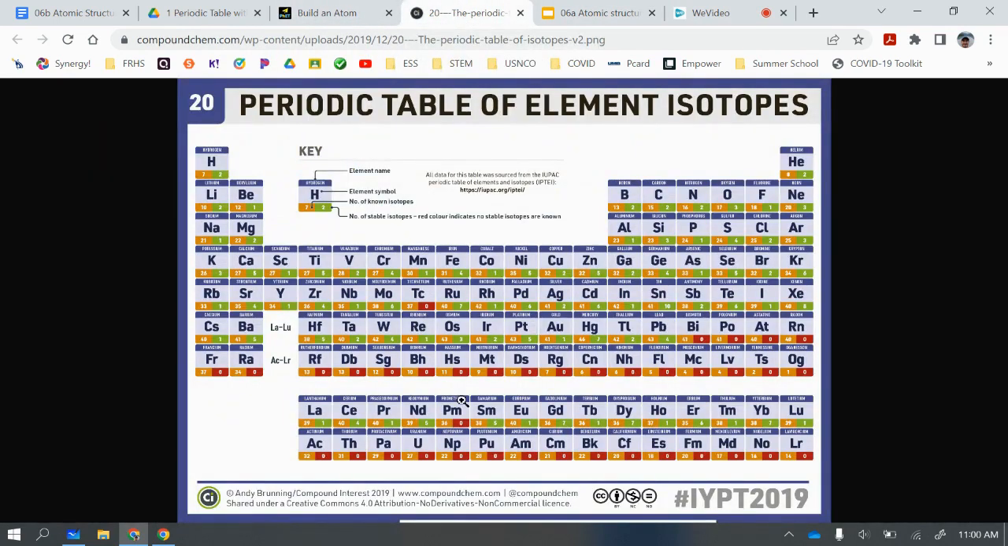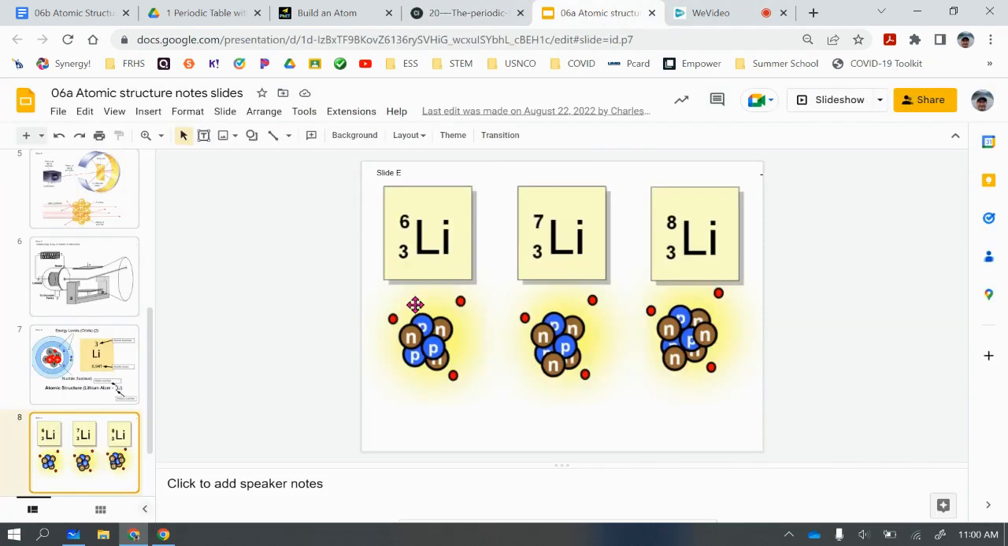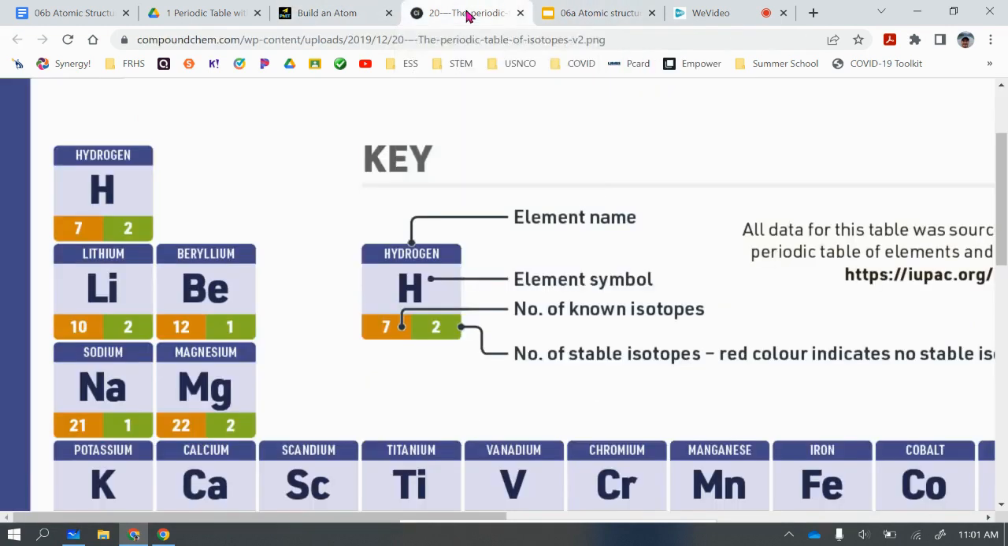Okay. Before we move on, I want to show you an interesting periodic table here. This is a periodic table of the known isotopes of all the elements on Earth. So if we look at this, let's go to lithium. What this is telling us is that for lithium, there are 10 known isotopes, but only 2 of those isotopes are stable. And I just showed you that in this example, right? We saw lithium 6 and lithium 7 were stable. Those are the only 2 stable isotopes.